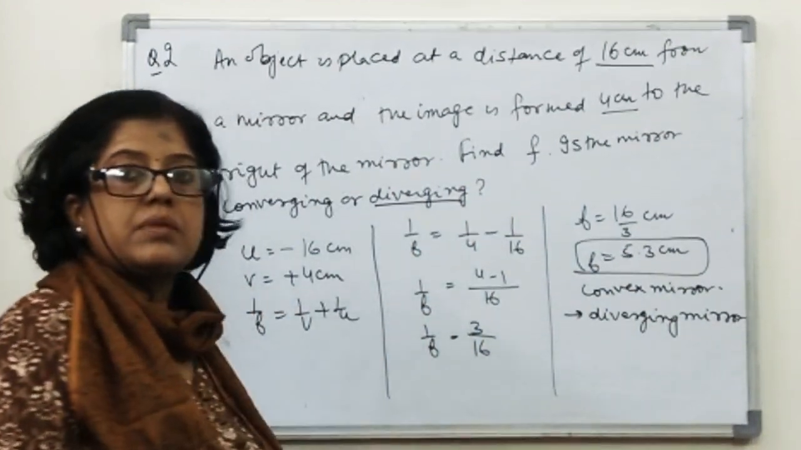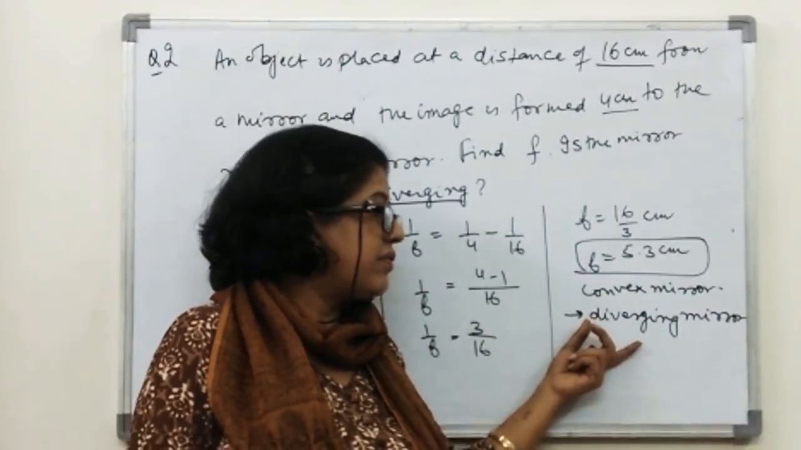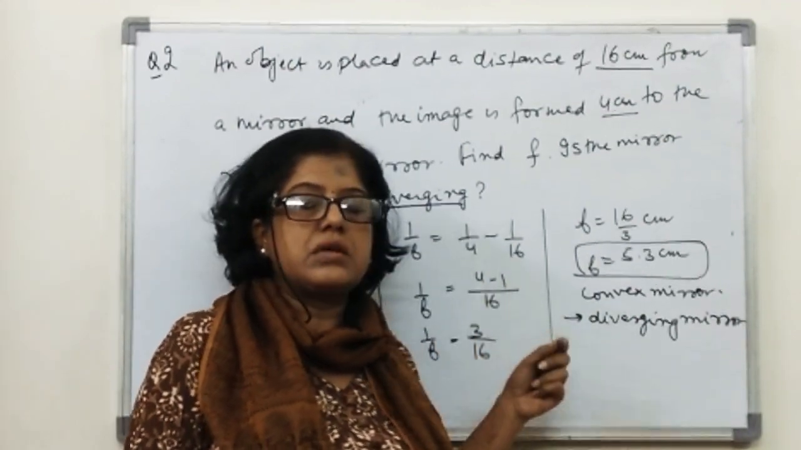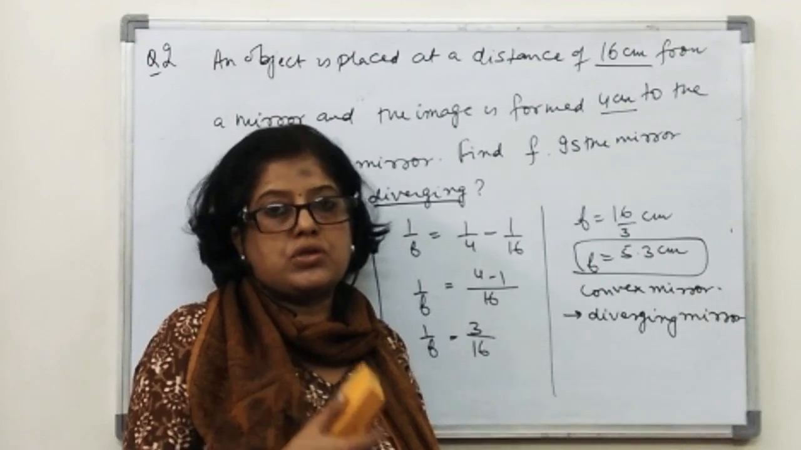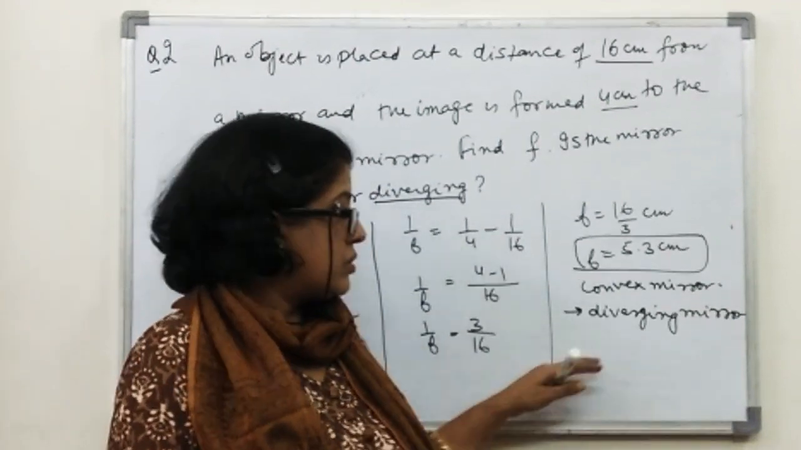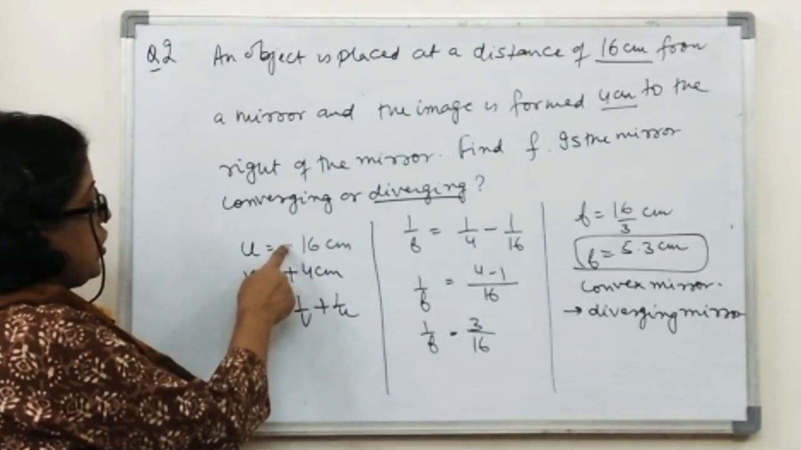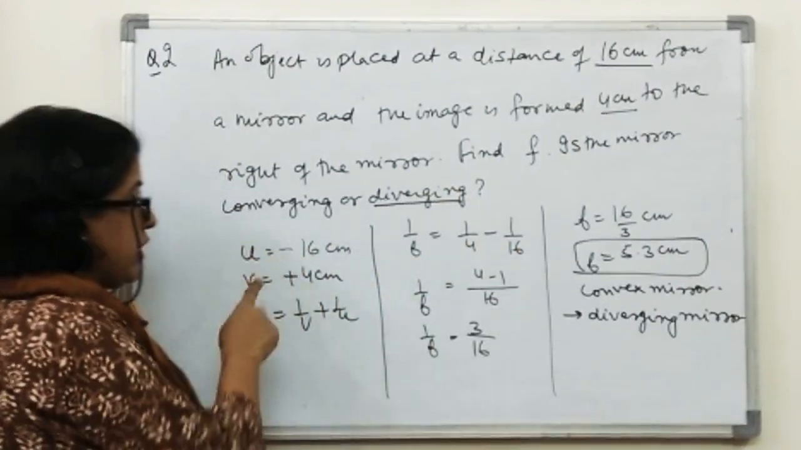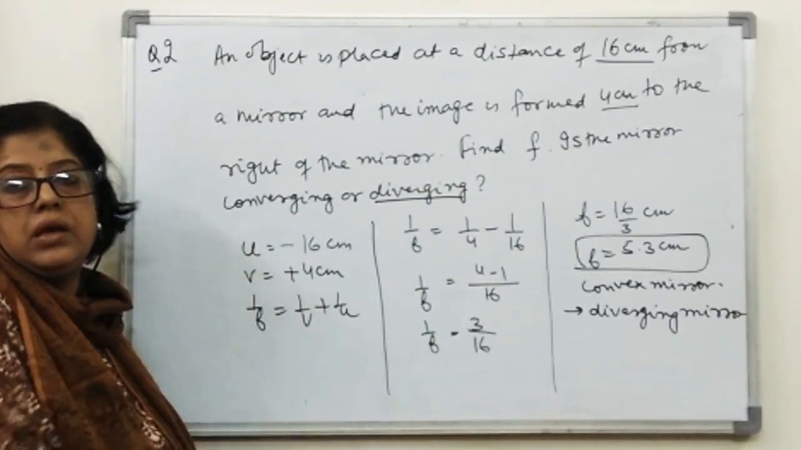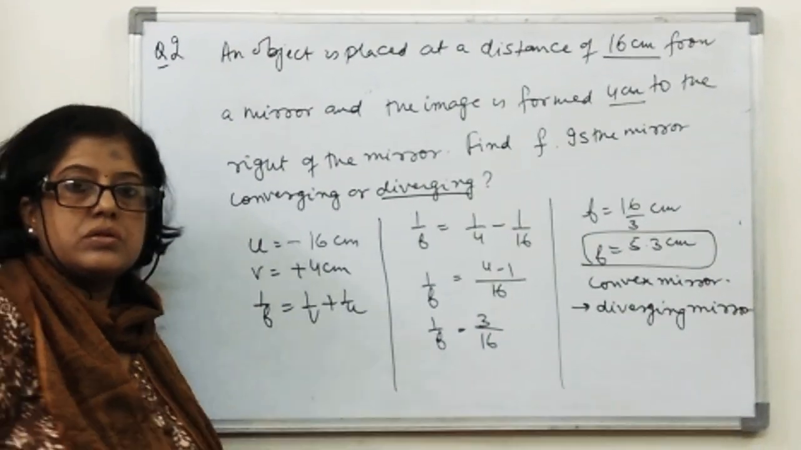If the answer comes out in minus, it is concave. If the answer comes out in plus, it is a convex mirror. So sign of the focal length is important. Fine. So this is how. We have taken u and v correctly, and that is how we are getting the answer correctly. If any of the signs here is wrong, the answer will be wrong. So this is question number 2.